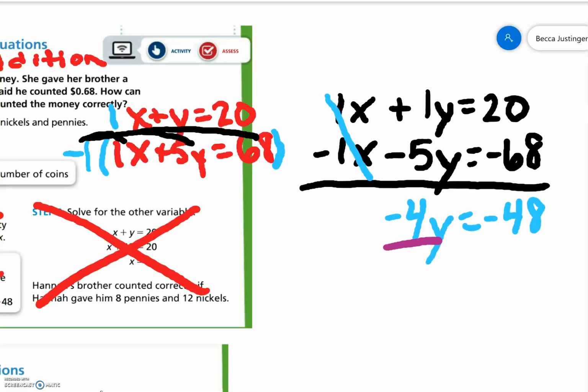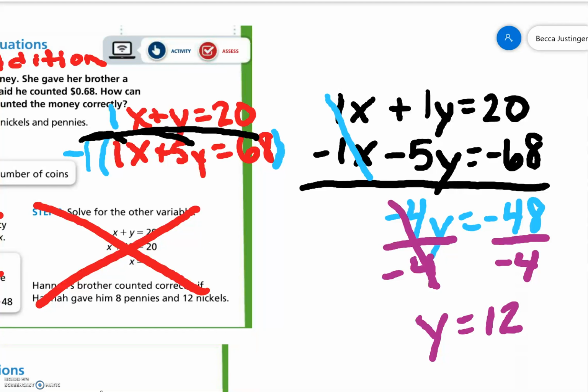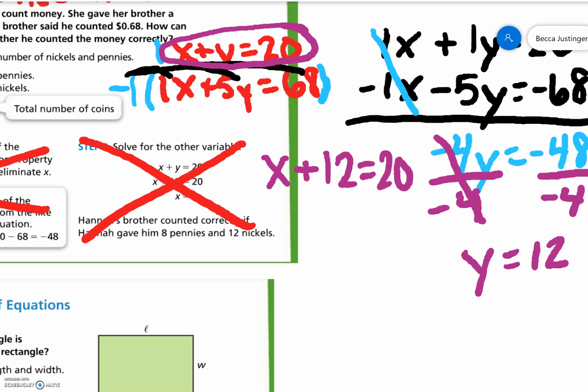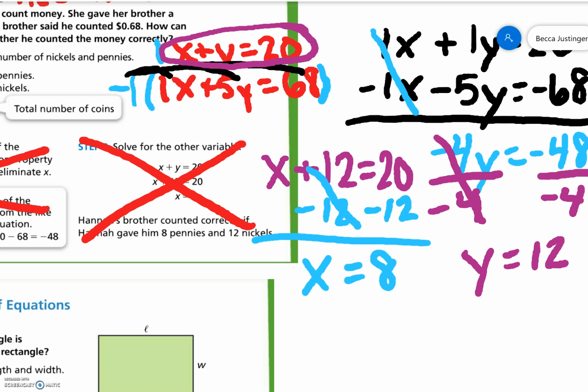So then to get y by itself, divide both sides by -4. That cancels, and y equals 12. Remember, we're not done. Once we solve for one of the variables, we have to plug it back into either equation to solve for the other variable. So again, it doesn't matter which one. I'm going to choose the first equation just because it's got less work to it. So x plus, instead of y, we can put 12 equals 20. Solving for x, I subtract 12 on both sides. This cancels out. Bring down the x equals 8. And look, 8 pennies, 12 nickels. That's exactly what they said.